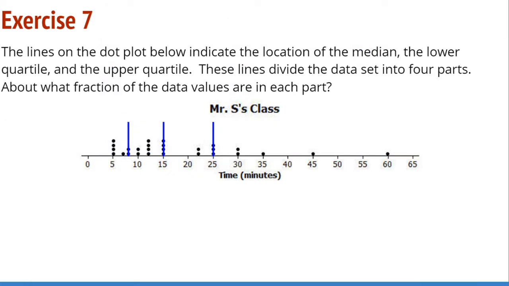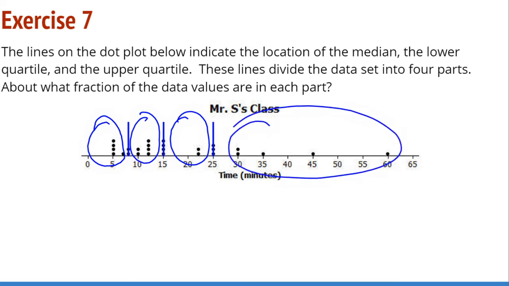The lines on the dot plot below indicate the location of the median, the lower quartile, and the upper quartile. These lines divide the data set into 4 parts. About what fraction of the data values are in each part? About how much of the data is here, about how much is here, about how much is here, and about how much is here. And this is a little tricky because, of course, my lines run right through some of my data points.